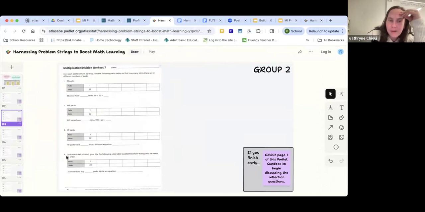This last problem here, where it's asking you, Juan wants 446 sticks of gum. Use the following ratio table to help you determine how many packs he needs. So we were always starting with packs and working towards sticks. When you're talking about how many sticks I have and how many packs I need, you are actually doing division. You are doing the problem 446 divided by 22. So if any groups got to that number 4, you were actually using the ratio table to do division, not long division. Did that answer your question?